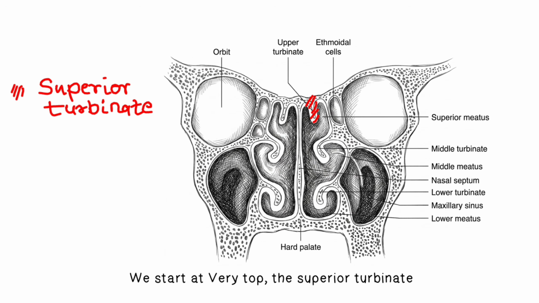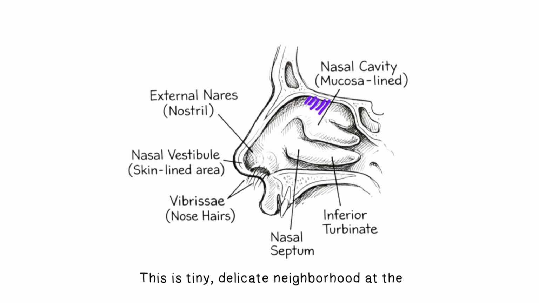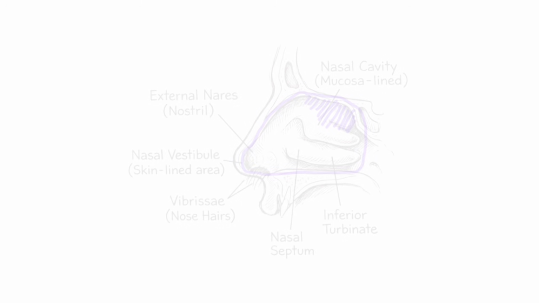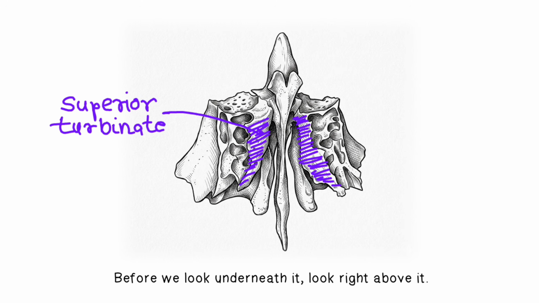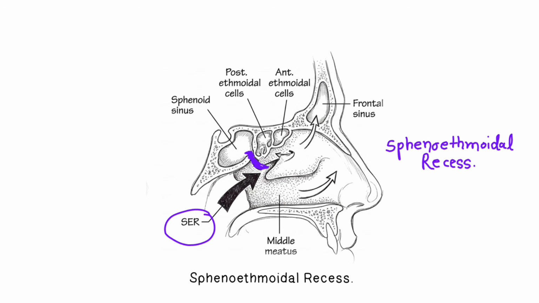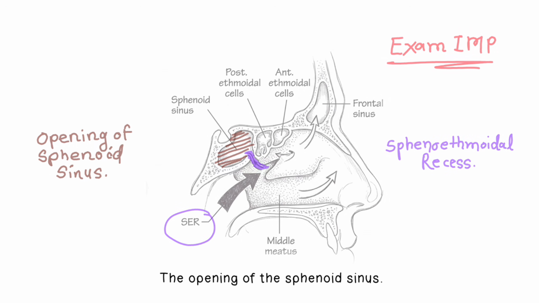We start at the very top, the superior turbinate and the superior meatus. This is a tiny, delicate neighborhood at the back of the nasal roof. It is an anatomical extension of the ethmoid bone. Before we look underneath it, look right above it. There is a small sloping pouch called the sphenoethmoidal recess. This is a classic exam favorite because it houses a single massive structure, the opening of the sphenoid sinus.